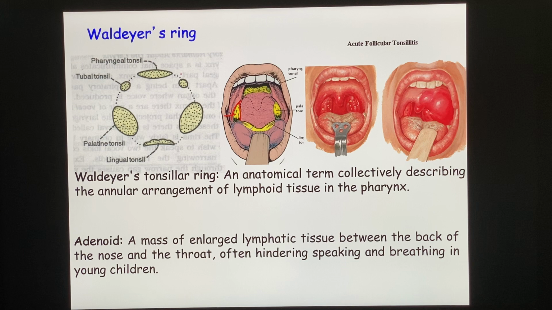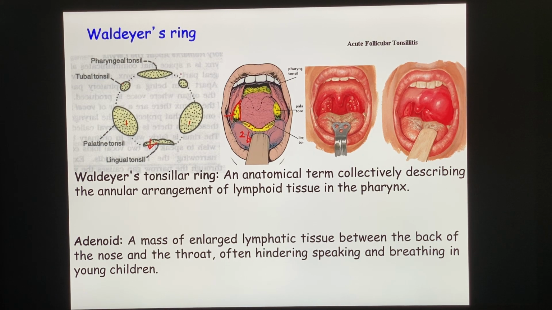Right here, this is the tongue. I said the tongue is divided into anterior 2/3 and posterior 1/3. In the posterior 1/3, we have a collection of lymphoid tissues that we call the lingual tonsil. So here is the lingual tonsil, seen below, inferiorly. And inferolaterally we see the palatine tonsil.